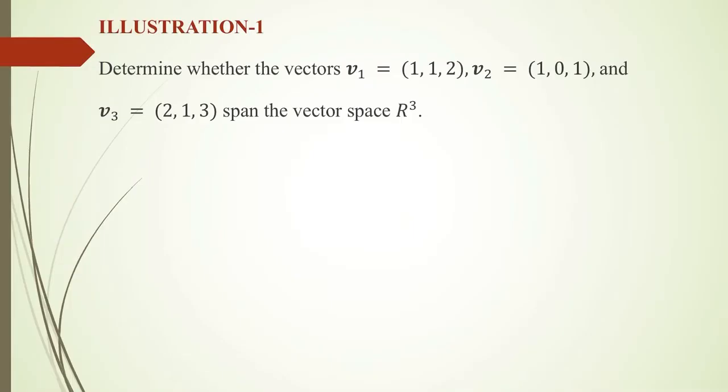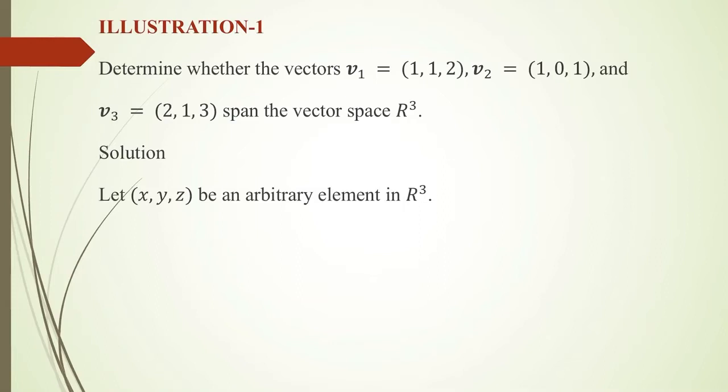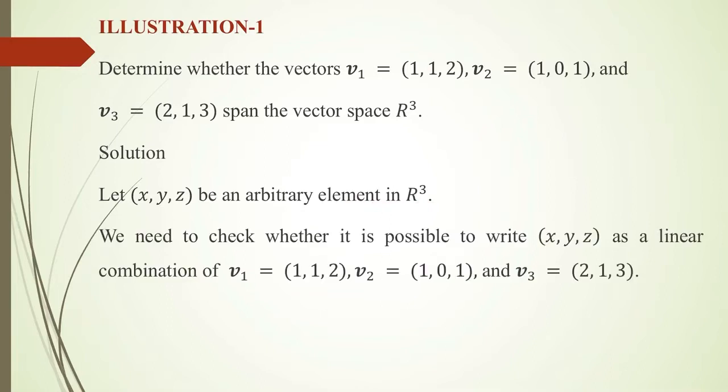So what we have to find is whether we can write any element, say order triplet xyz of R3, as a linear combination of these vectors, vector v1, vector v2 and vector v3. So let xyz be an arbitrary element of R3, and we need to check whether it is possible to write xyz as a linear combination of v1, v2 and v3. First we are assuming that we can write xyz as k1 v1 plus k2 v2 plus k3 v3.